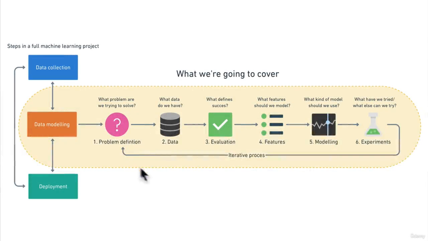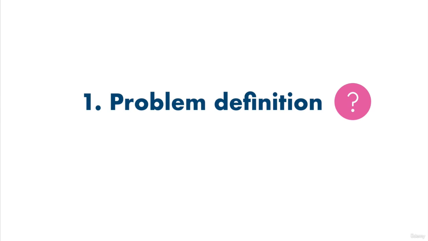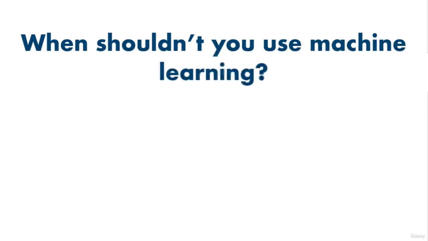Look at this beautiful framework. Now we've covered each of these steps briefly. We're gonna dive into each of them one by one. The first one is problem definition. The question you're trying to answer in the first step is, what problem are we trying to solve?